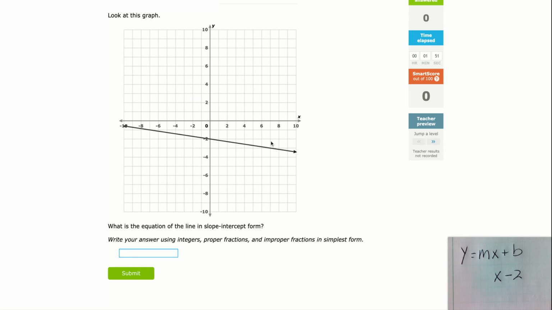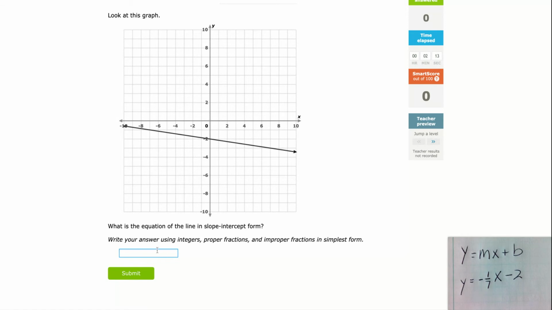It looks like I went over a total of 7 units, so I did a run of 7 and I went down 1. It's a negative slope going downhill, so my slope is negative. I went down 1 and right 7. My slope is -1/7. So y equals -1/7 x minus 2. Now I'm going to type that in.